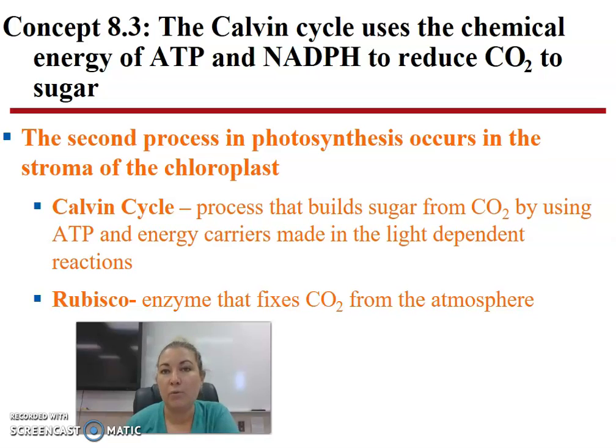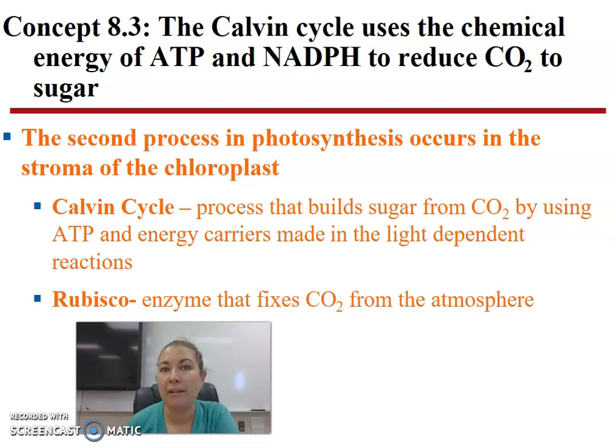The second process of photosynthesis occurs in the stroma, so outside the thylakoid in the liquidy kind of matrix that surrounds those grana. The Calvin cycle is this process that builds sugar from CO2 that was taken in from the plant's environment. So this is in the form of a gas. That gas exchange happens in the stomata on the underside of the leaves of the plant.